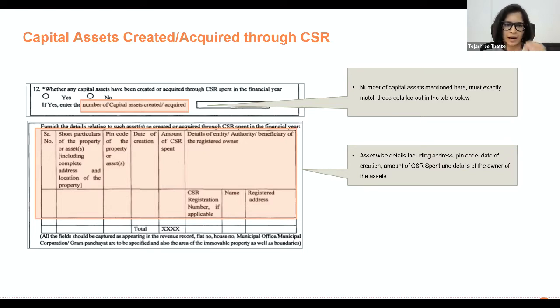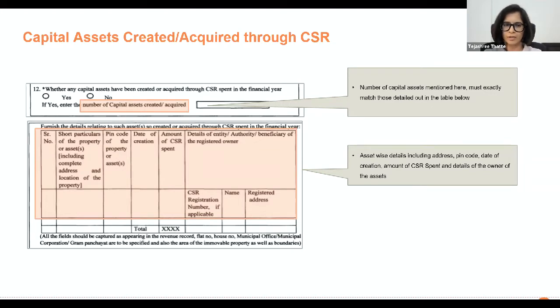If you look at the table, starting with the number of assets created, you have to mention the particulars of this asset. So what is that asset exactly? The PIN code or the location where this asset exists as on date, the date on which this asset was created or acquired, and funds spent on doing so. And also, very importantly, the entity who owns this asset.